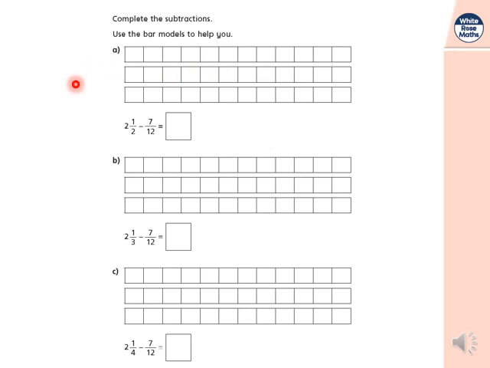First one, it says complete the subtractions. Use the bar models to help you. So the first question is 2 and 5/6 take away 7/12. So what would you change? We don't have the same denominator, so have a think. What would be your first step? What would you do first? Use your fraction bars if you want to help you, if you feel happy doing that, or you have your own method. So pause the video, have a go at these three.